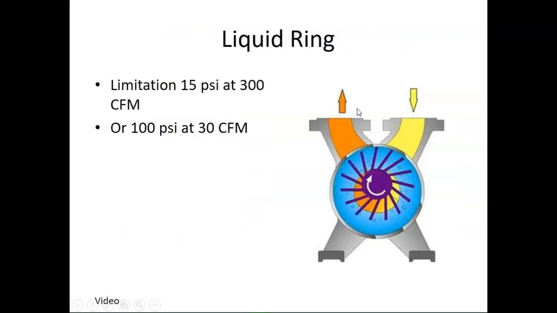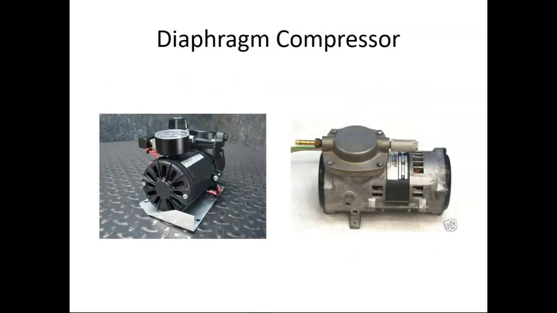Liquid ring, it goes between 15 and 300. It has a limitation of 15 psi at 300 cubic feet per minute, or 100 psi at 30 cubic feet per minute. It's not one of the more common ones. Diaphragm compressors, these are very common. They're little tiny compressors, much like you would use for your car.